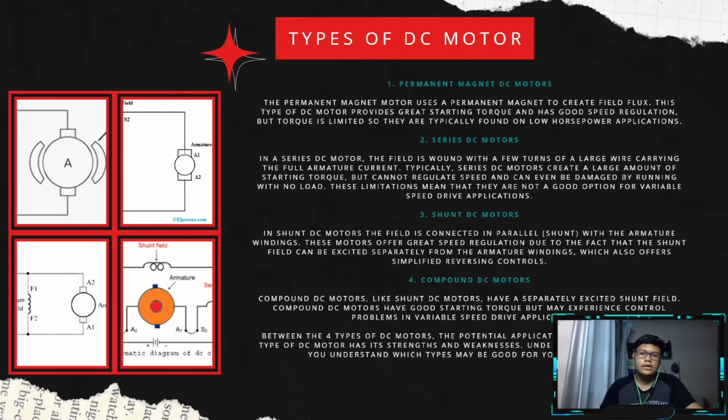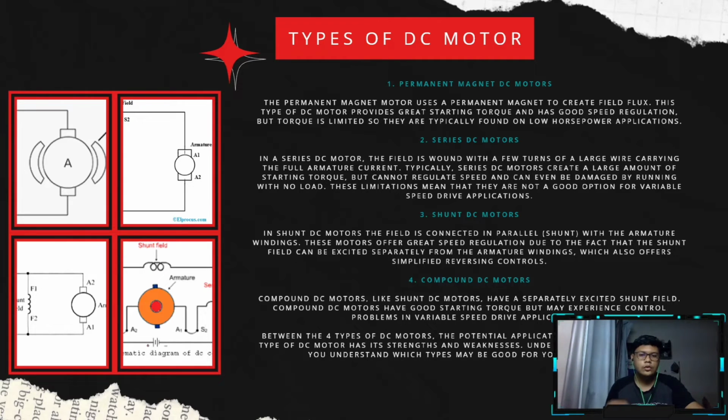Second is the series DC motor. In a series DC motor, the field is wound with a few turns of a large wire carrying the full armature current. Typically, series DC motors create a large amount of starting torque, but cannot regulate speed and can even be damaged by running with no load. This limitation means that they are not a good option for variable speed drive applications.